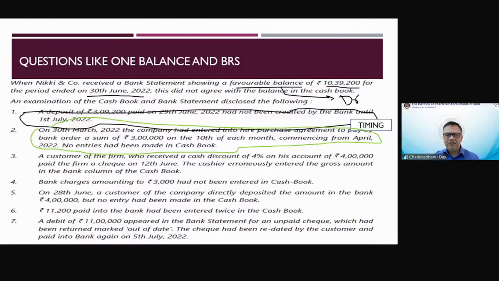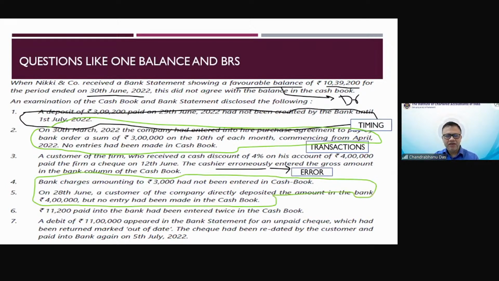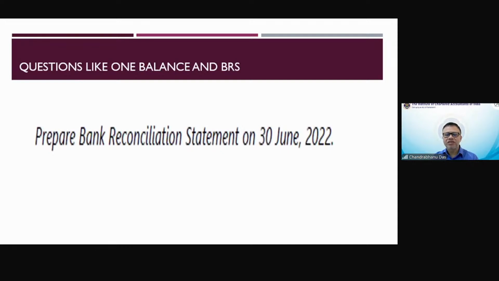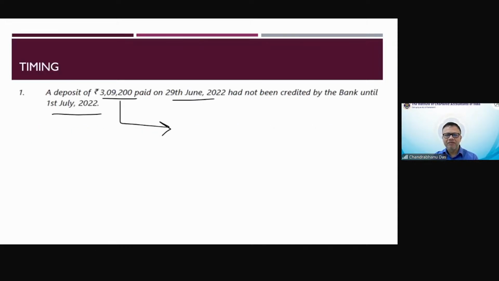So these are the timing differences. This is one transaction for which no entry has been made in the cash book, an omission. This is an error. This green line is again an omission. This is again an error. And this is again a timing difference because of the check which has been redeposited. Now we just have to prepare the BRS. We have been given one balance and we have to prepare a BRS. First of all, the deposit of 39,200 paid on 29 June has not been credited by the bank. So it's coming under checks deposited but not credited.